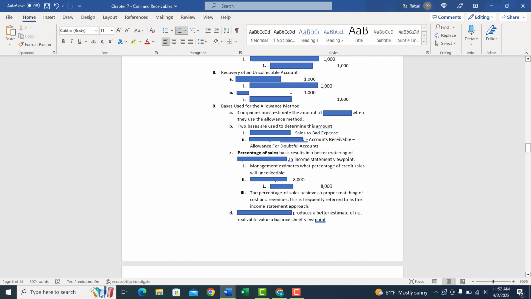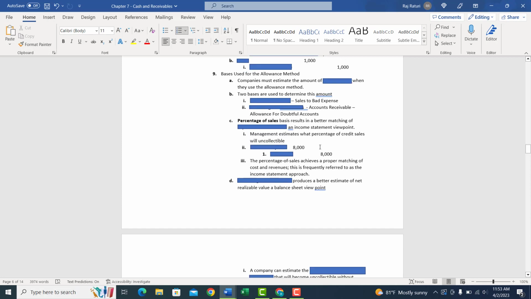Now, recovery of an uncollectible account. Let's say that we were in error and in reality we are able to collect the amount of receivable. So we can go ahead and debit accounts receivable and then credit allowance for doubtful accounts, reestablishing the accounts receivable, and then we can have a debit to cash and a credit to accounts receivable to designate that we're receiving the cash.